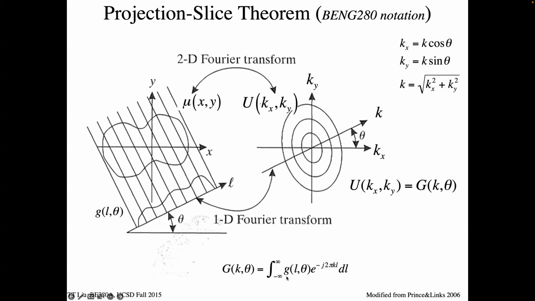when I take the Fourier transform of g(l,theta) as a function of l, okay, it is equal to the sampling of this Fourier transform. This G(k,theta) is this function along here, and it's equal to the sample of the Fourier transform of this function through this angle. And so as I change theta along here, I basically get more and more samples of the Fourier transform as I go through here.